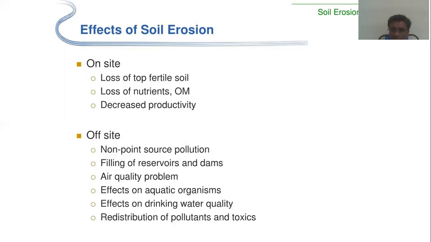Air quality problems. The minerals are pure materials. Metals present on the surface may react with the air and convert into their respective oxides. That's also one reason. Effects on drinking water quality, everything is related to soil erosion. Redistribution of pollutants and toxins, because the mining process contaminates the air, water, and soil. So this is an example effect of soil pollution, soil erosion.